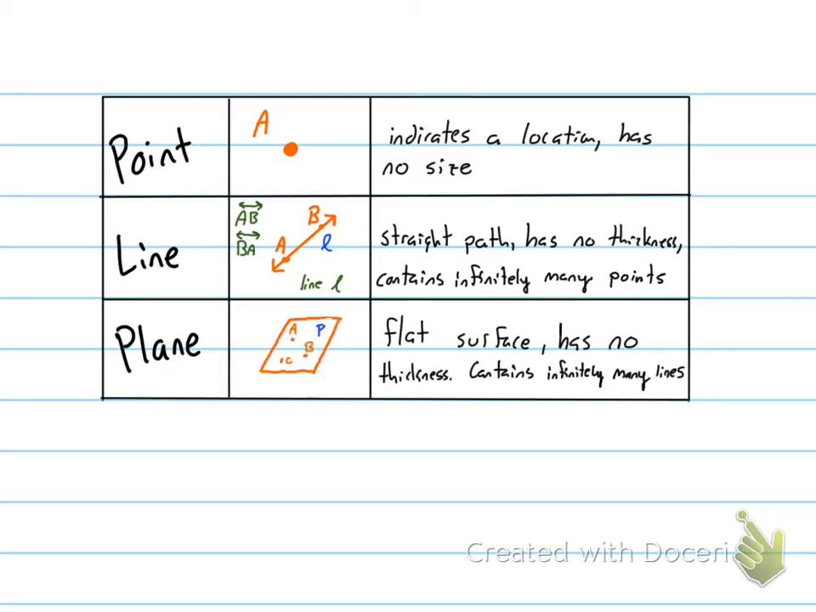Finally, a plane is a flat surface and it also has no thickness, and that contains infinitely many lines. You could name a plane by doing any 3 non-collinear points. So I first could call it plane P, because sometimes you also get a letter with it. I could call this plane ABC, BCA, again, any 3 non-collinear points. And you might be thinking, what does non-collinear mean? Which is what we're going to talk about next.